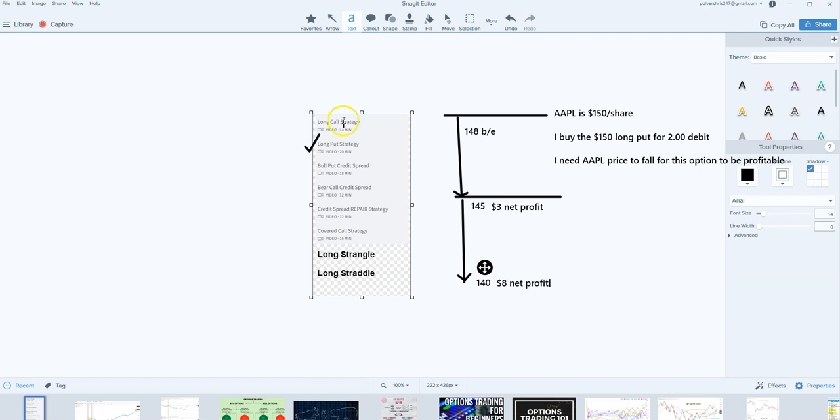Tons of traders will just trade a long call or trade a long put, and that's fine. It's very simple. You have the defined risk. You can't risk or lose more than what you paid for the option contract. The upside of the profit is unlimited, but you obviously need price to go in your direction. So a long call, you need price to go up. A long put, you need price to go down.